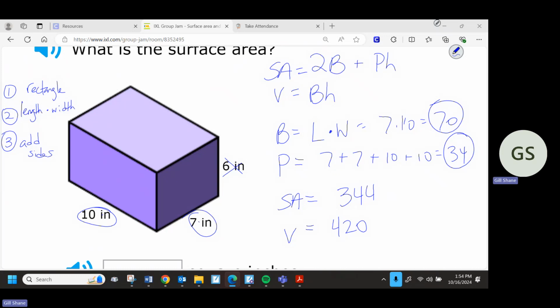So those are the only 2 shapes on that retake. Everybody should get a 100 on that. You can practice these a million times. I mean, I could make it hard.